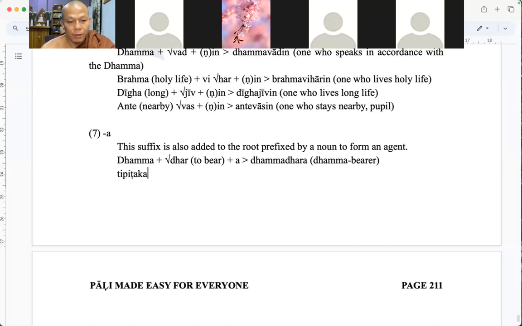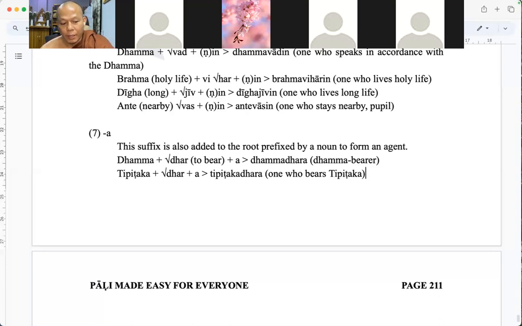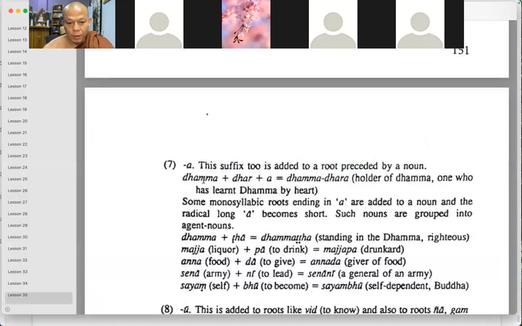The same way, Tipitaka, and then root dhar and the suffix. So Tipitakadhara, one who bears the Tipitaka, Tipitaka bearer in this way. So one who has learned the Dhamma by heart, or holder, holder of the Dhamma, or bearer of the Dhamma in this way.